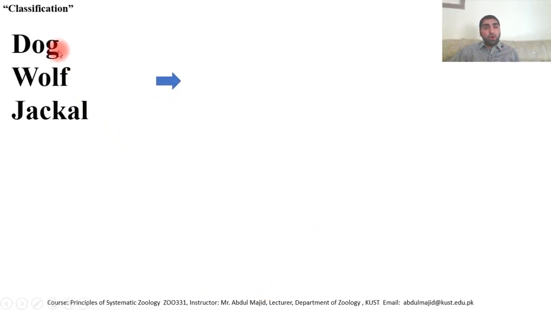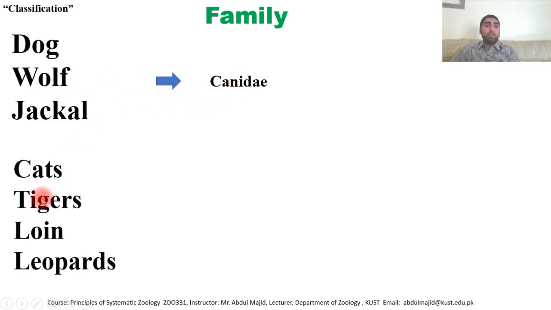Now, the dog, the wolf, the jackal, these were placed into genus Canis, and this genus Canis is now placed into family Canidae. And then the cats, the tiger, the lion, the leopard, they belong to the genus Felis and also to the genus Panthera. But all of these have cat-like characteristics, and they are placed in a family that is known as Felidae. So Felis, Panthera, and Canis, these three genera are now placed in families, one in family Canidae and another in the family Felidae.